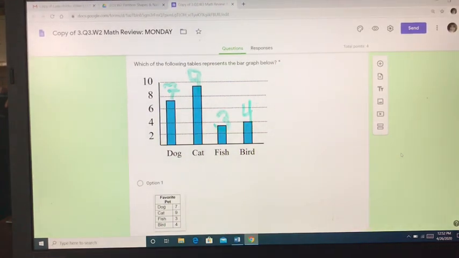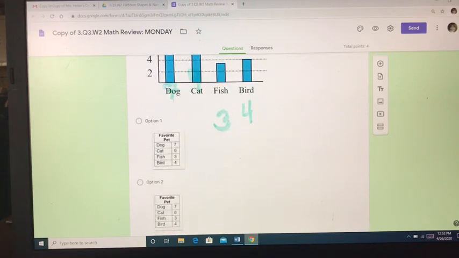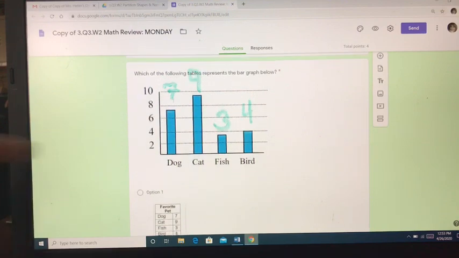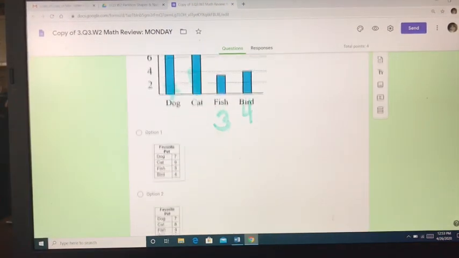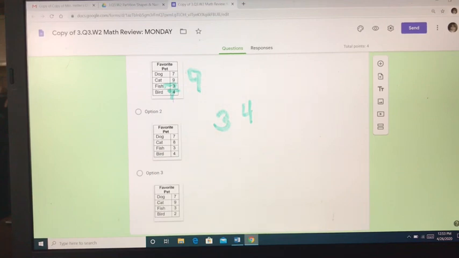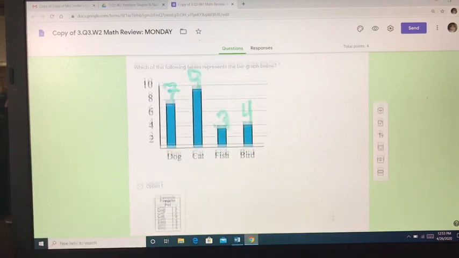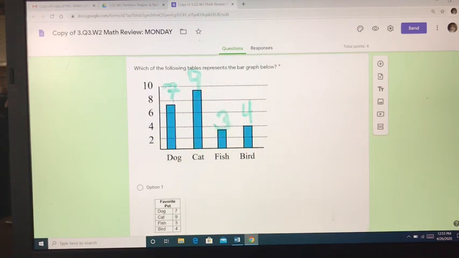So now I need to find the answer that fits 7 for dog, 9 for cat, 3 for fish, and 4 for bird. That would be the first option. The other options, they have cat at 8, and cat is 1 above 8. All right, the third option, the problem is that they have the bird at 2, and if I look, my bird goes up to 4. So the only one that makes sense right now is option 1.